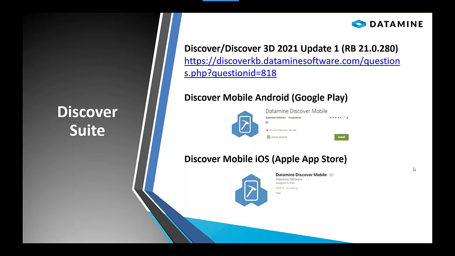Discover Mobile can be downloaded for free, either in the Google Play Store or the Apple App Store. So just showing you what they look like on there. All you need to do is type in Datamine Discover Mobile, because there is another product out there called Discover Mobile. So we had to add Discover or Datamine to the front of that.